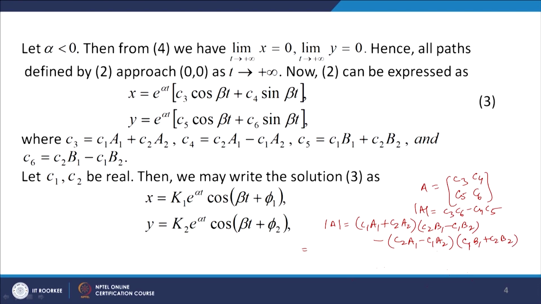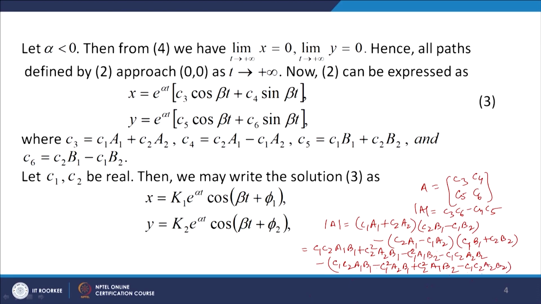Let us multiply. What do we get? c1 c2 a1 b1, plus c2 square a2 b1, then we have minus c1 square a1 b2, minus c1 c2 a2 b2, and then we have here c1 c2 a1 b1, we have minus c1 square a2 b1, and then we have plus c2 square a1 b2, and we have minus c1 c2 a2 b2.